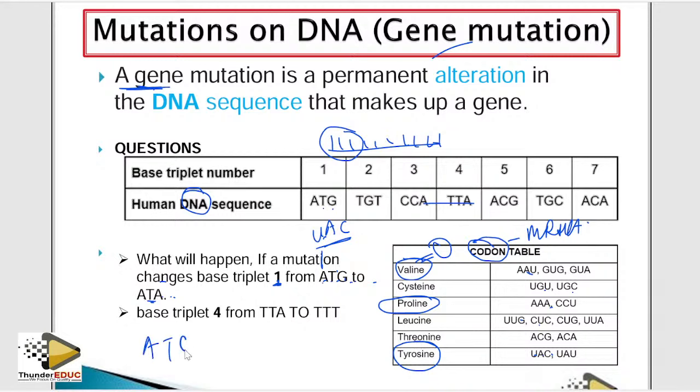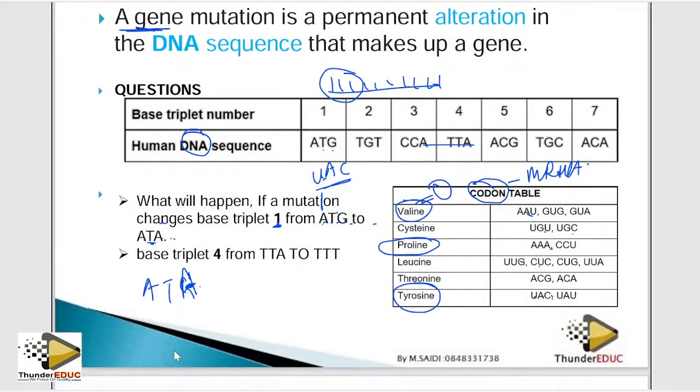What about ATA? A goes with U, T goes with A, and then A goes with U. So it's going to be UAU, which is again tyrosine. You see that when this triplet changes from ATG to ATA, they code for the same amino acid. Therefore, the protein will not change.